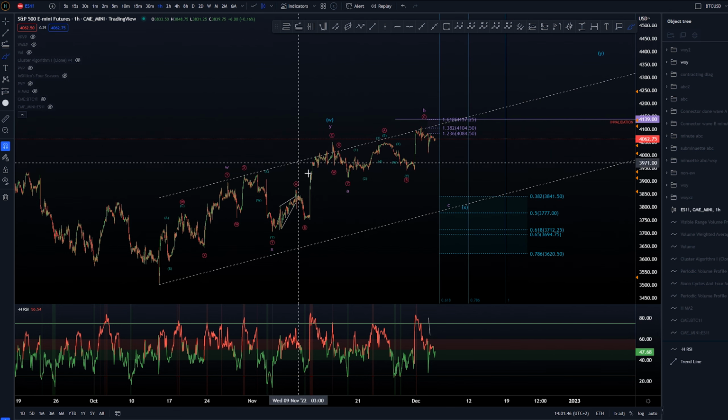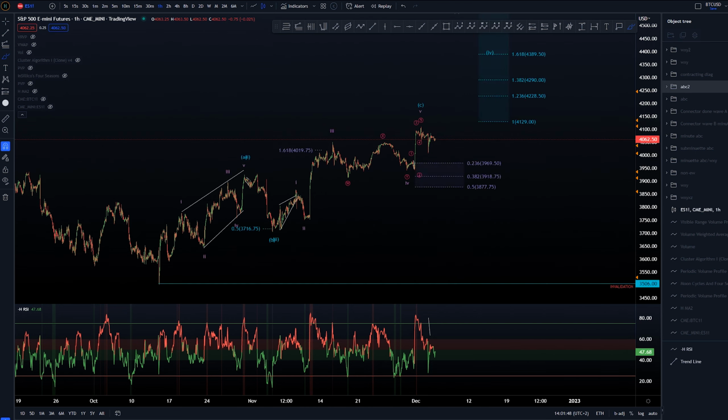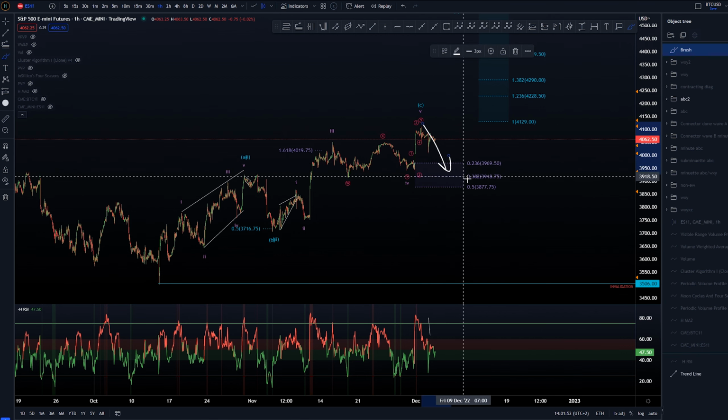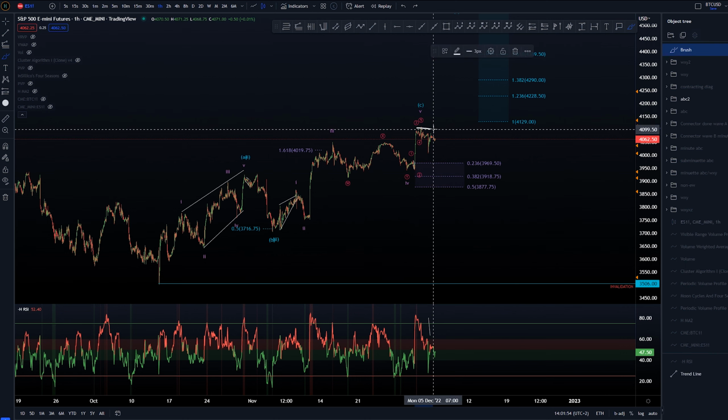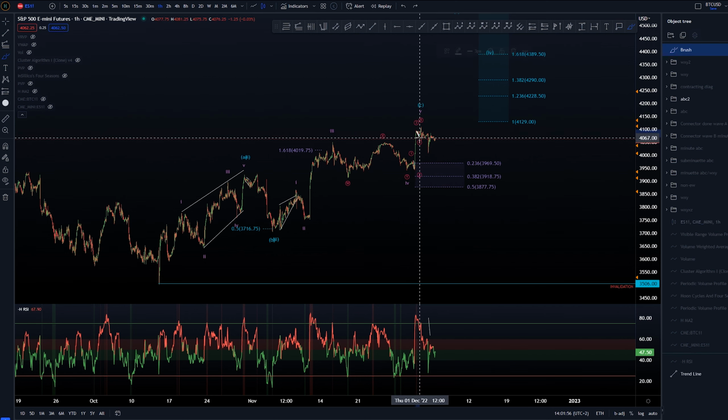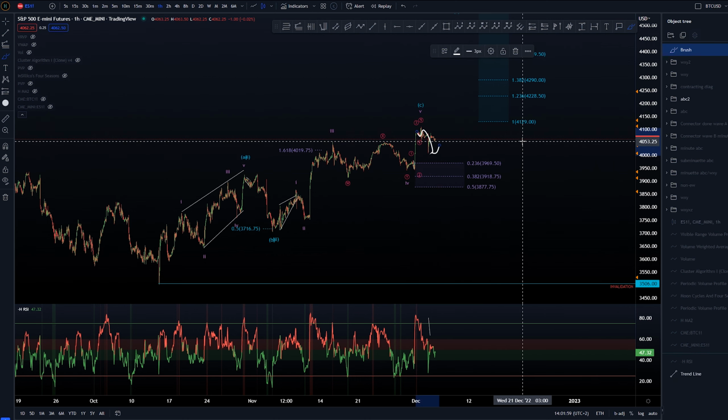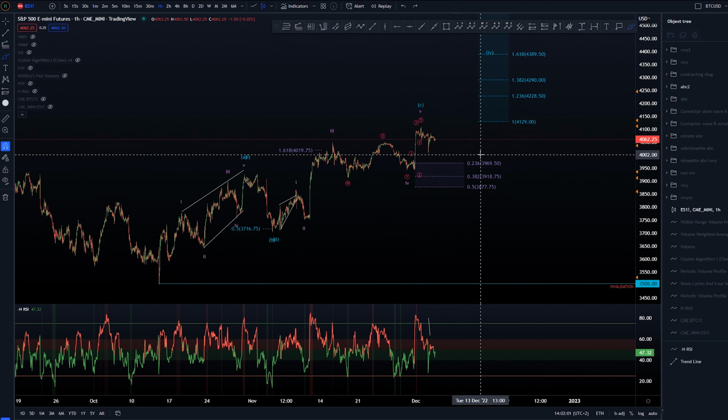At the moment, I do kind of like this count, and I think we have this one here, where we would have already finished this. So both of these are looking down, and I am still short from these tops here, where we took out the high and then came down a bit. But we'll see. Of course, nothing can be for sure, but that is how I'm going to be playing it.